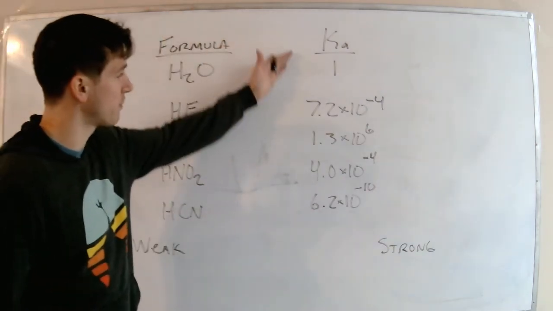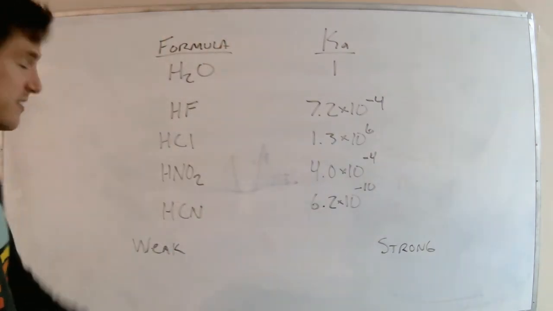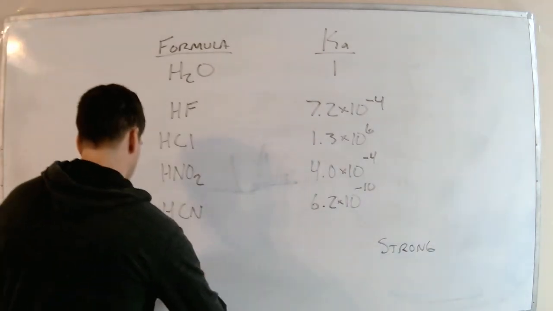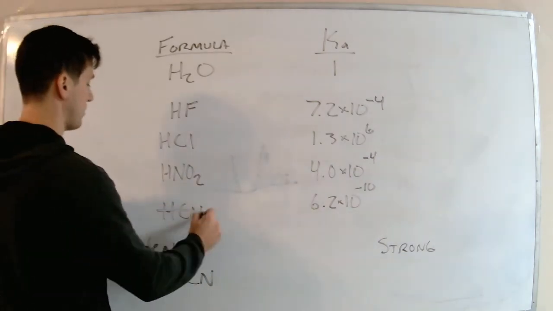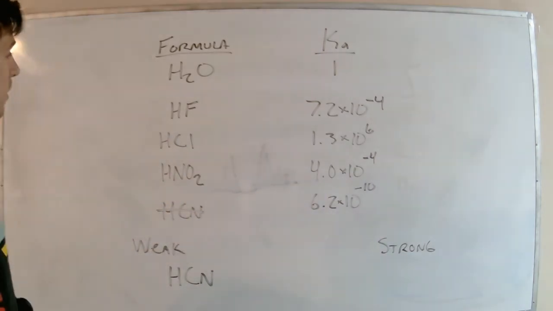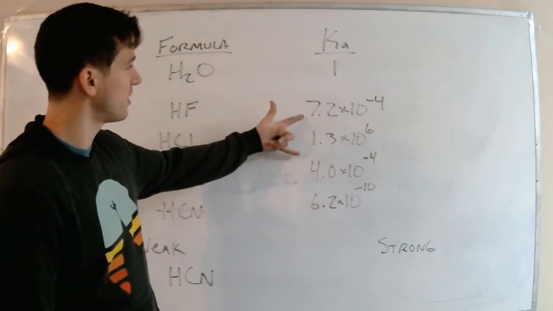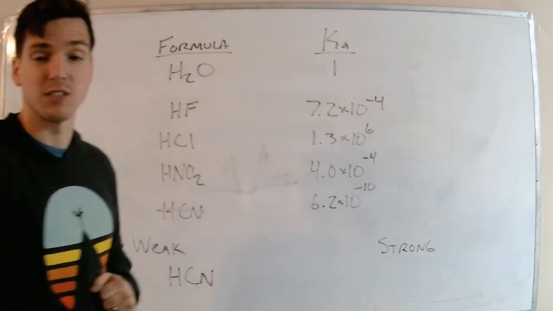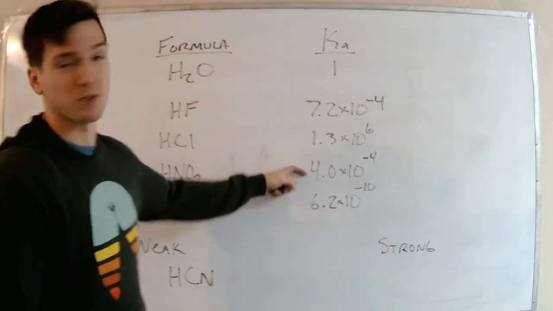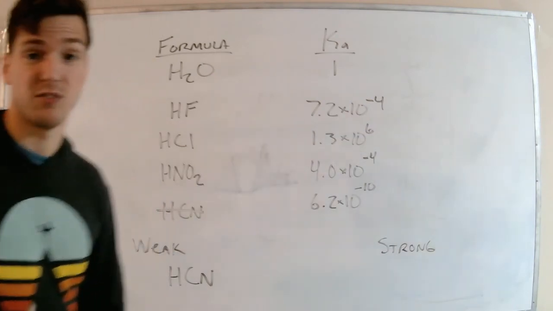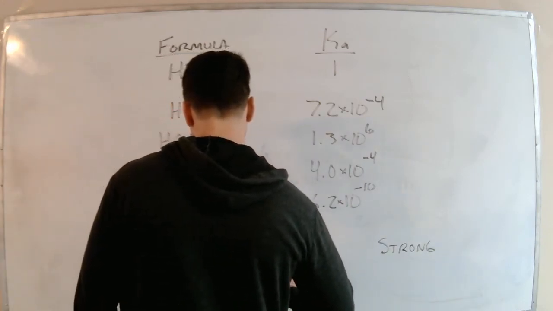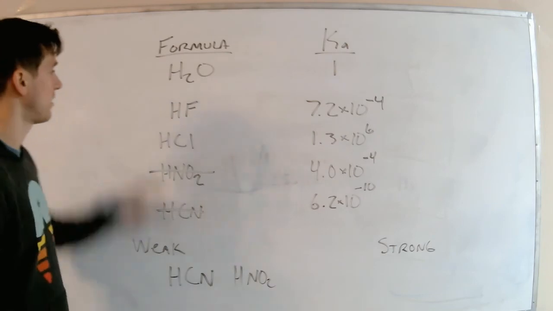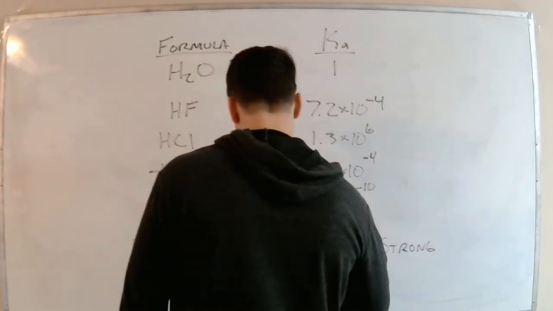Well, if I look at my Kas, it looks like the smallest one I have is HCN. So this guy is going to be our weakest. All right, we'll cross him out. So we're going to look at our next one. What is our next smallest number? I got 2 minus 4s here. I got 7.2 times 10 to the minus 4 and 4.0 times 10 to the minus 4. Well, this one's smaller because the leading number 4 is smaller than 7.2. So our next one is nitrous acid, HNO2. And then our next one will be hydrofluoric acid, which is HF.